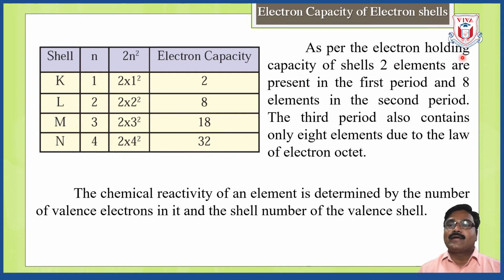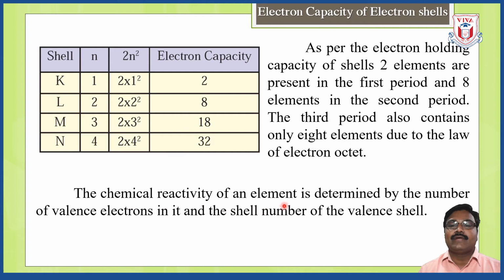As per the electron holding capacity of shells, 2 elements are present in the first period and 8 elements in the second period. The third period also contains only 8 elements due to the law of octet. What does the law of octet mean? The outermost orbit can hold only 8 electrons. It can be occupied with 8 electrons only. More than 8 electrons cannot be occupied in the outermost orbit.